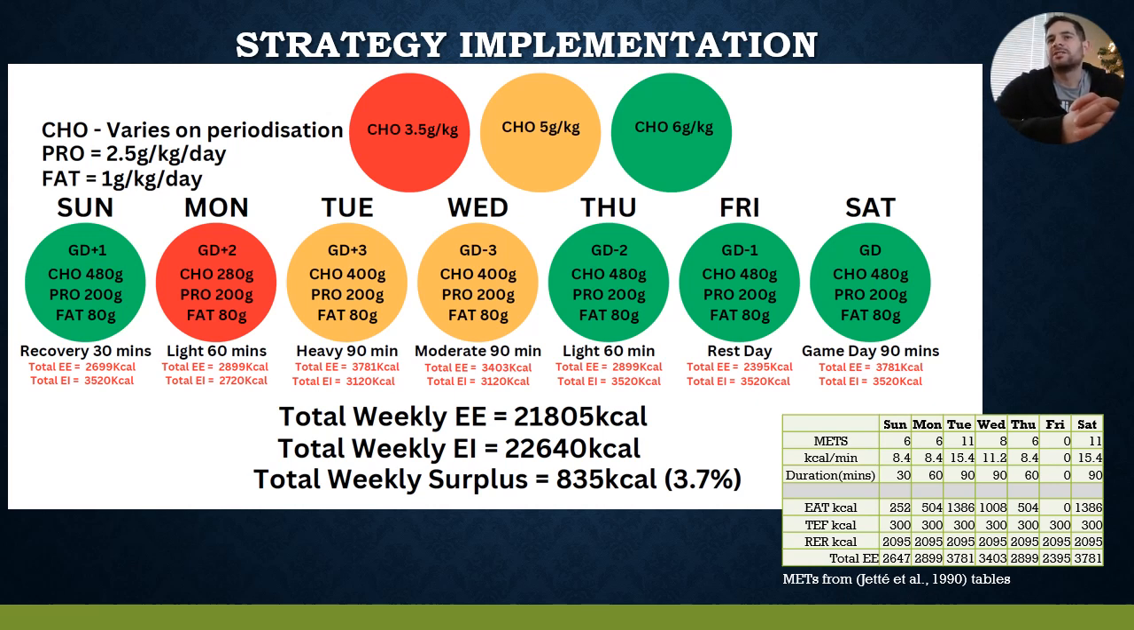A total caloric surplus of 835 kcals was planned for a steady mass gain throughout the week. The athlete was encouraged to add lots of colour to their main meals to focus on hitting their vitamin and mineral requirements through a food first approach.